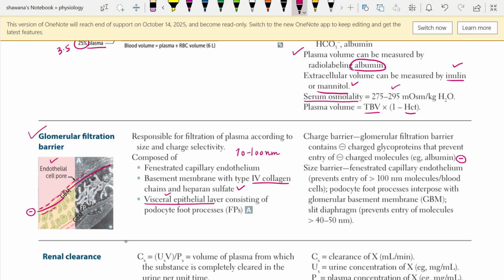And what about the size of the podocyte foot processes? The space between the podocyte foot processes is known as the filtration slit or slit diaphragm, and its size is approximately 40 to 50 nanometers. What was the size of the fenestrated endothelium? It was 70 to 100. In other books, it is written as 60 to 100. We will focus on 70 to 100, and the slit diaphragm is 40 to 50 nanometers, and they prevent the entry of molecules that are greater than 40 to 50 nanometers.